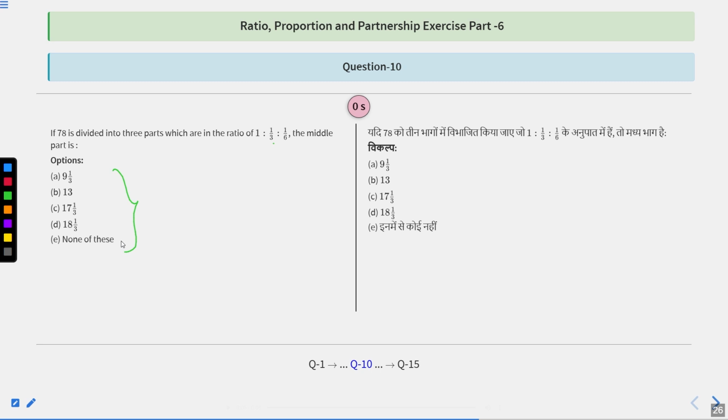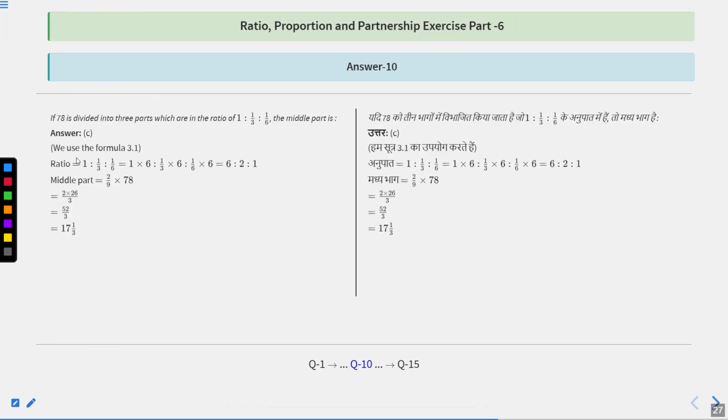Now time's up. Let's see the solution. The question says 78 is divided into 3 parts, which are in the given ratio 1 upon 3 ratio 1 upon 6. First we make them in integer form, because the ratios are given in fraction form. So we take the LCM of 1, 3 and 6, which is 6, and multiply all three ratios by 6. So we get the integer ratio 6:2:1.